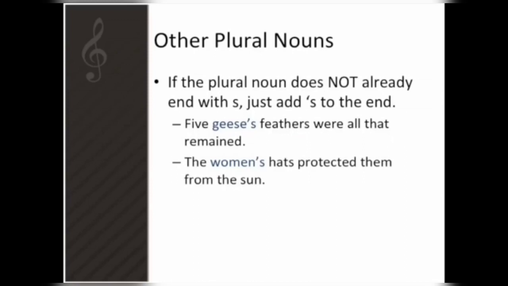Geese's feathers. Same like in the second sentence. Women's hats. Now it ends with n, not with s. So we are adding apostrophe s to show the ownership. Whose hats? The women's hats. So the basic rule is that if the noun does not end with s, add apostrophe s to show the ownership of the noun, right? Now let's move further.